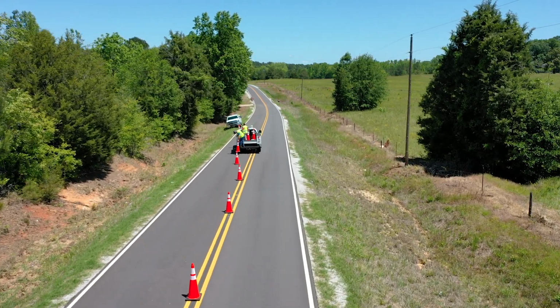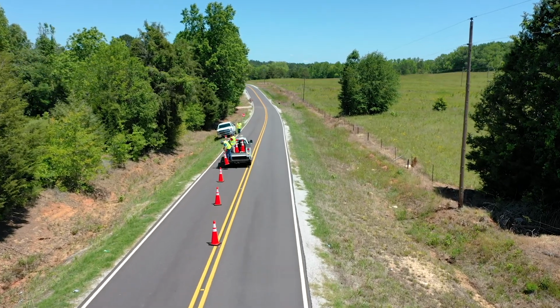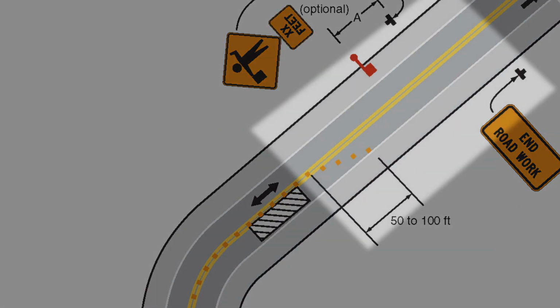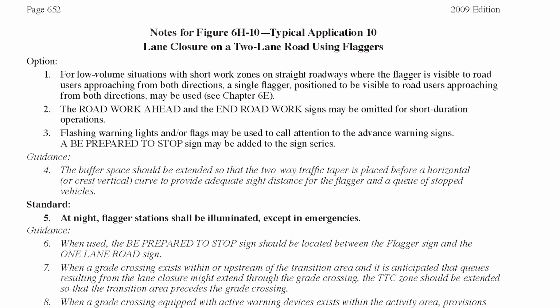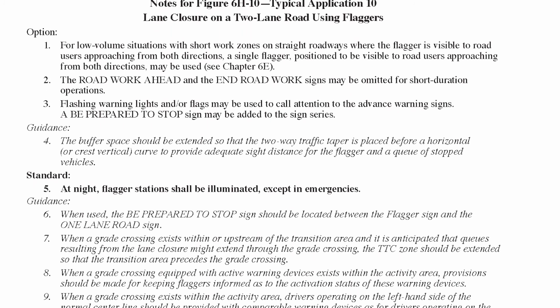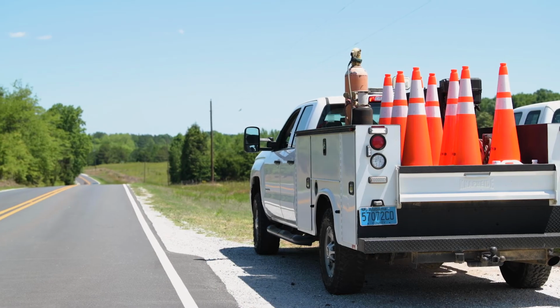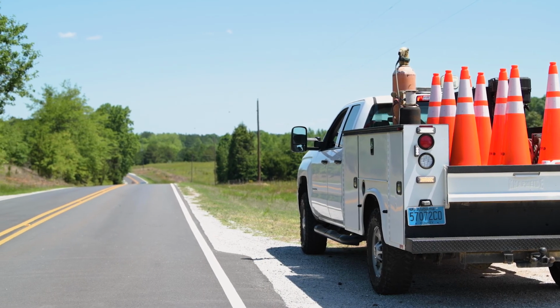The termination area is used to return road users to their normal path. It extends from the downstream end of the activity area to the last TTC device, such as in roadwork signs. Notes for Typical Application 10, lane closure on a 2-lane road using flaggers, provide specific guidance for the layout. For an example of this application, we will visit with the Lee County Highway Department.